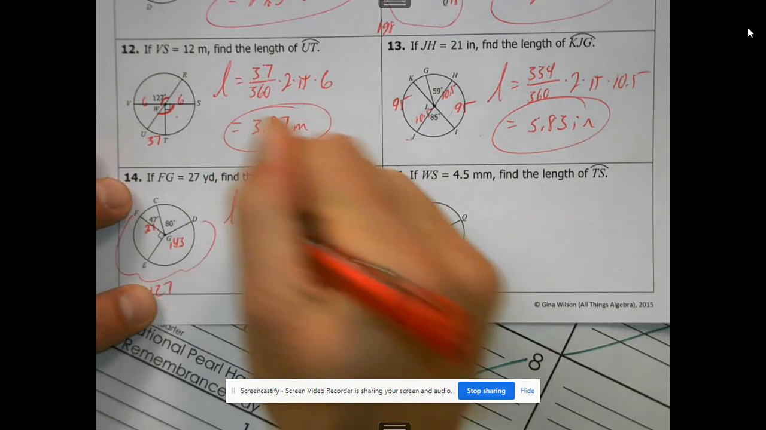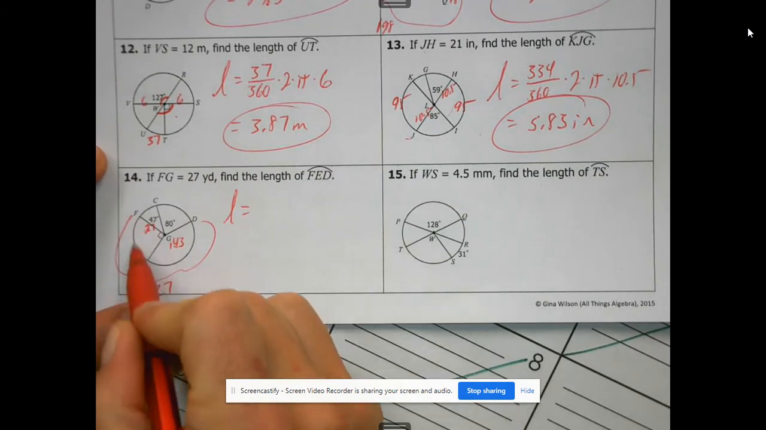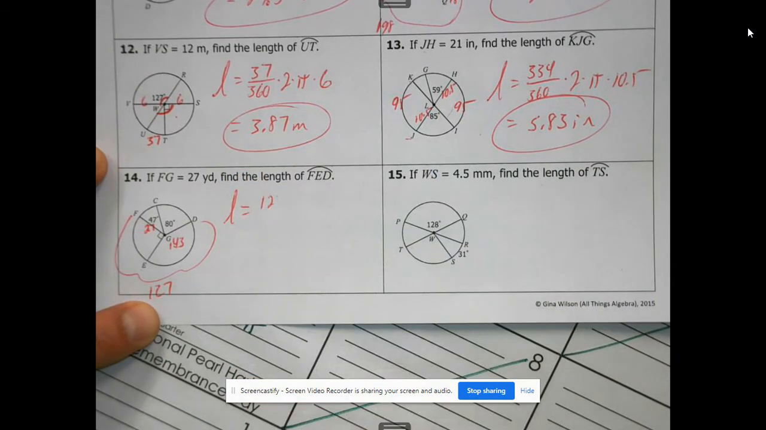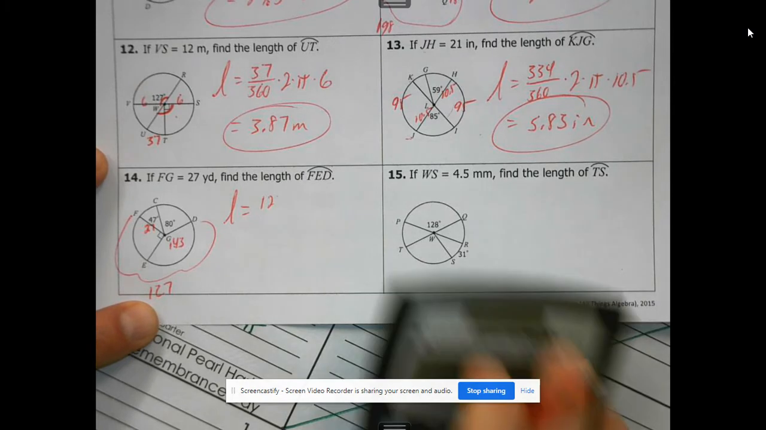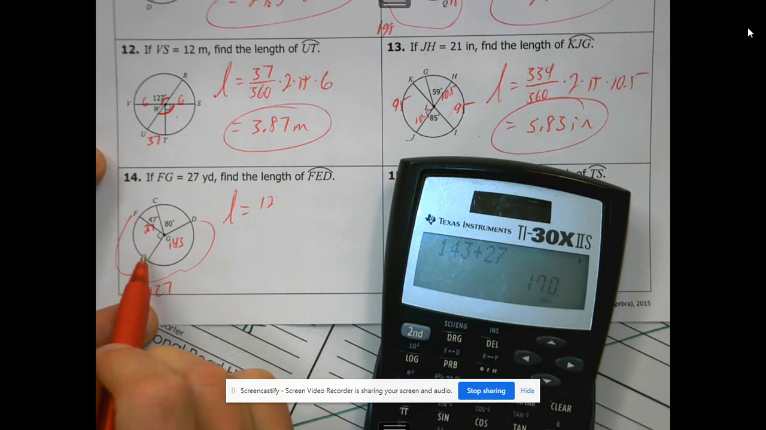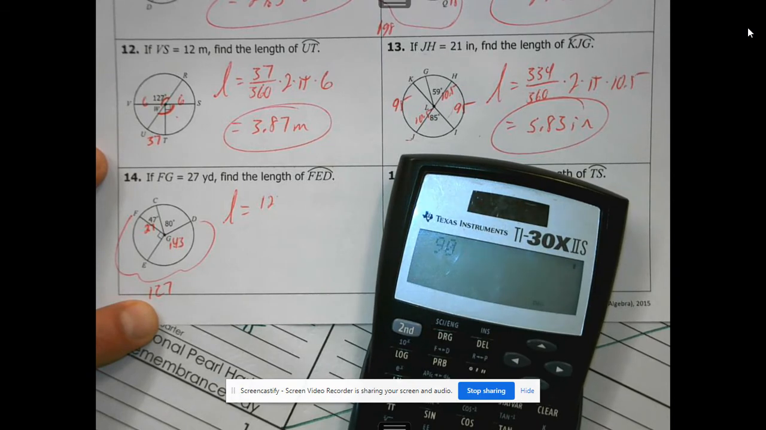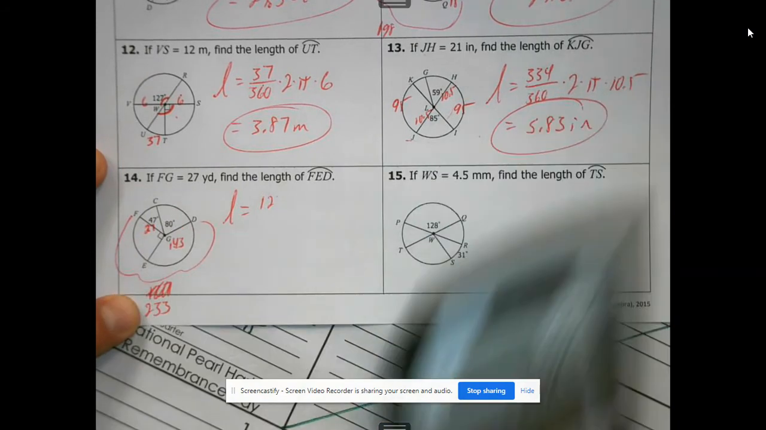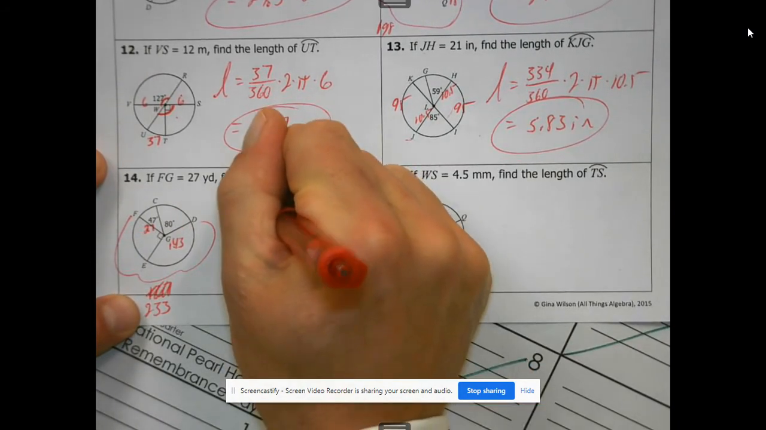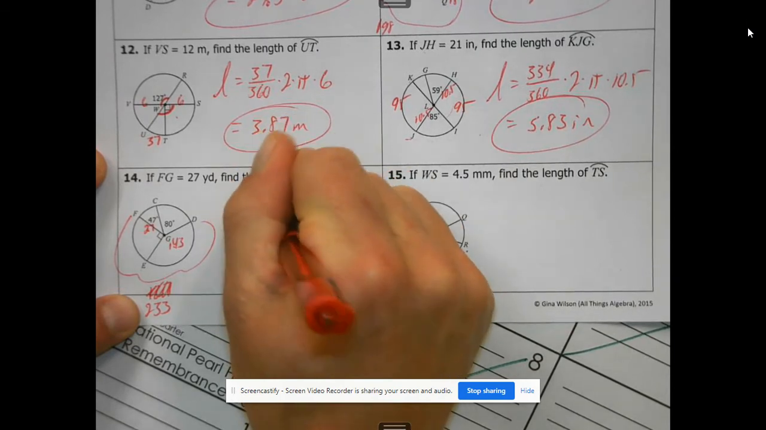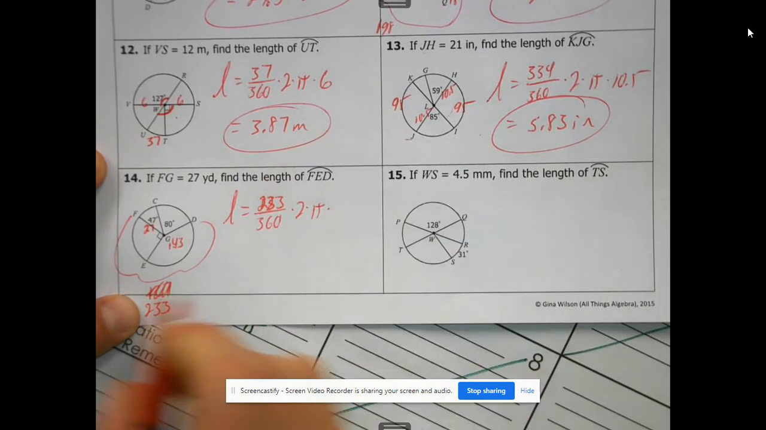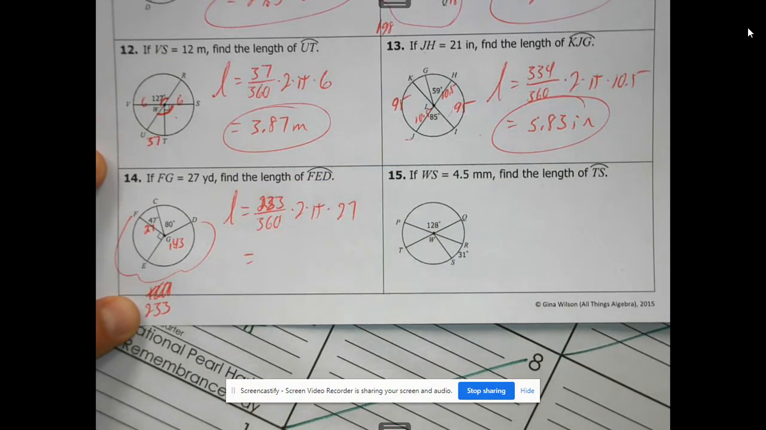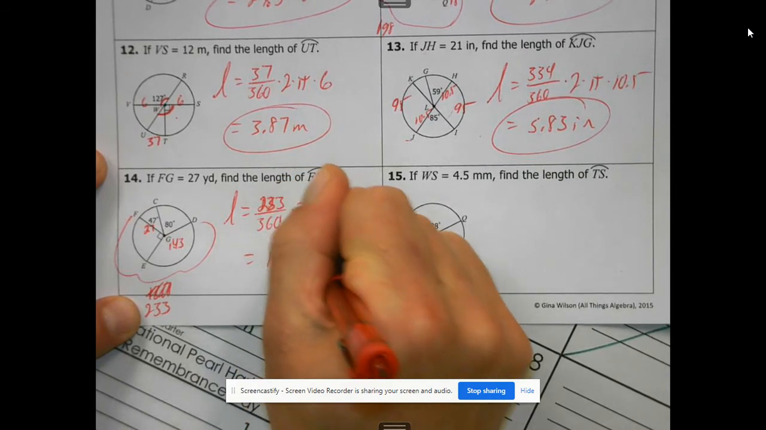All right, arc length. F to E to D, central angle is 127. Oh, hold on. Timeout. We got 90 plus the 143. 90 plus 143, 233. Sorry. 233. That's better. Central angle is 233 divided by 360 times 2 times pi times the radius, which was 27. Push the buttons correctly, you should get 109.8 yards.